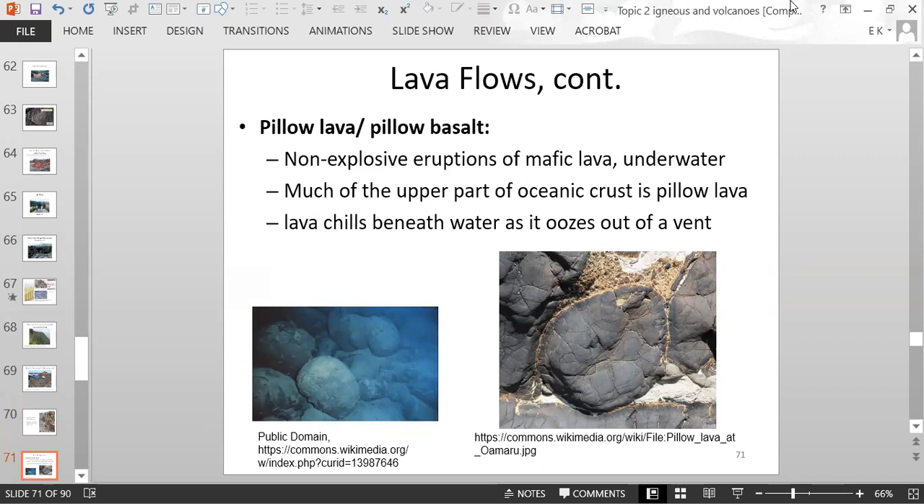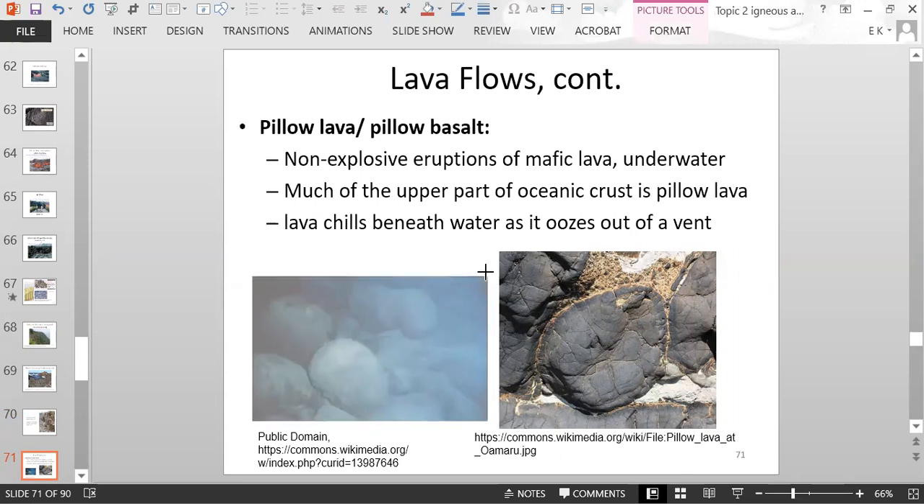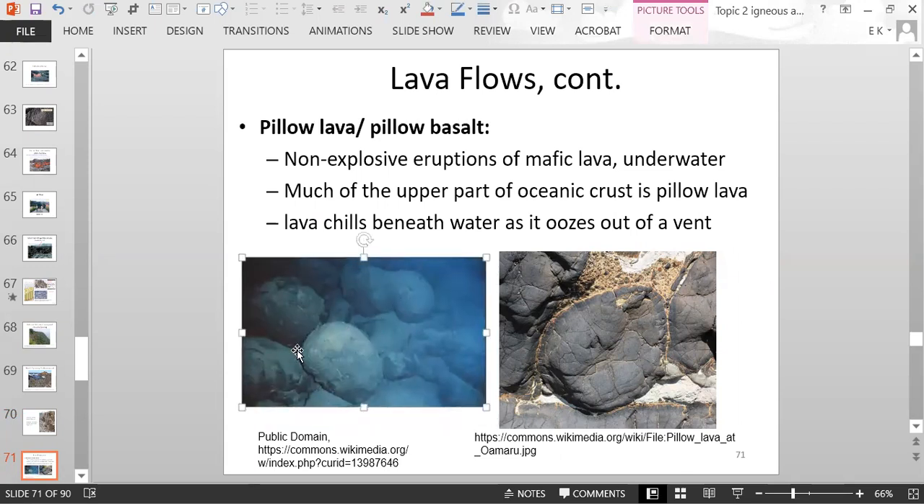Okay, then related to lava flow, we also have something called pillow lava or pillow basalt. So this is non-explosive eruptions of mafic lava that occurs underwater. Much of the upper part of the ocean crust is actually pillow lava. And it's basically lava that chills beneath the water as it oozes out of a vent. And it actually forms like pillow shapes. So it's like these blobs of lava that cooled underwater.